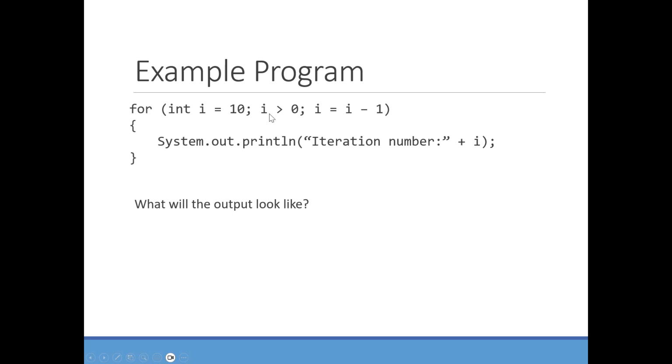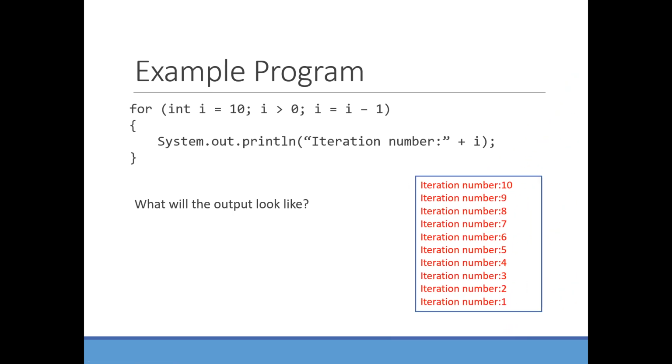But that means 0. 0 is not greater than 0. So it would fail that test. So it would actually end at 1. So we would get 10 all the way down there. Okay, that's fairly straightforward. Let's try another one.